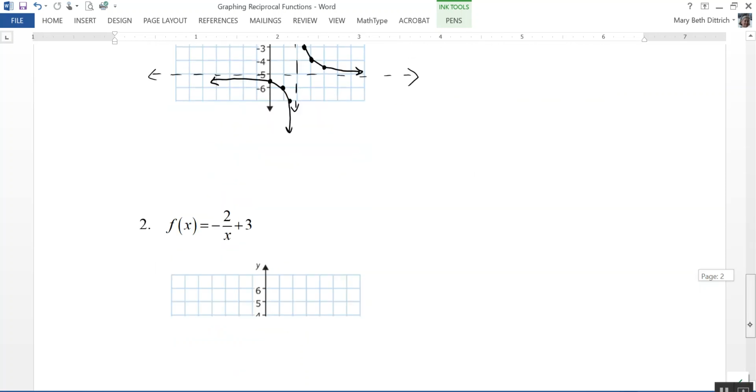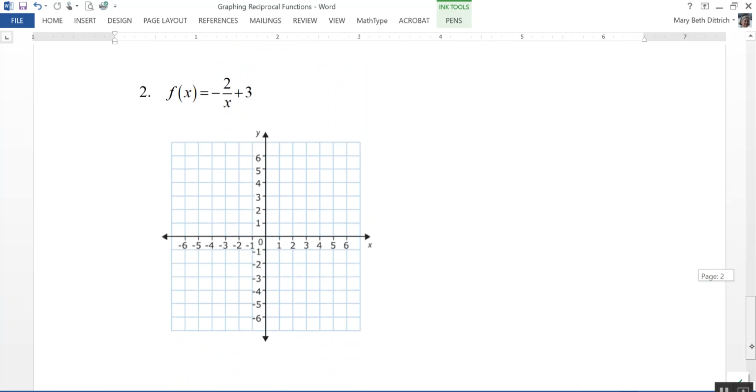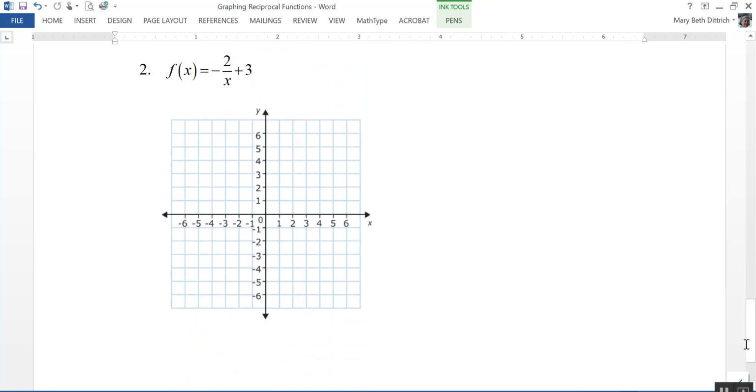Let's take a look at a second example here. f of x equals negative 2 over x plus 3. Notice that h is equal to 0. There's nothing being subtracted from x, and k is equal to 3. So that means I'm going to have a vertical asymptote at x equals 0, which is actually the y-axis. And I'm going to have a horizontal asymptote at y equals 3. So I'm going to start by graphing those.